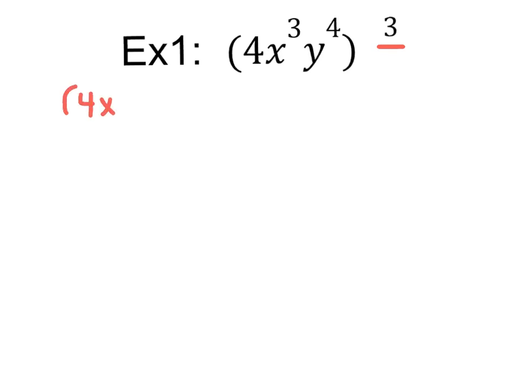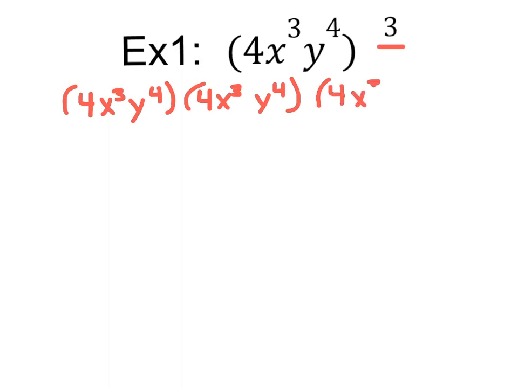So 4x cubed y to the 4th times 4x cubed y to the 4th times 4x cubed y to the 4th. Now recall with our laws of exponents, whenever we are multiplying exponents with the same base, we actually add those exponents, x to the n times x to the m is x to the n plus m.